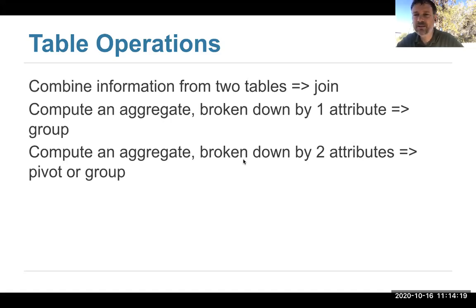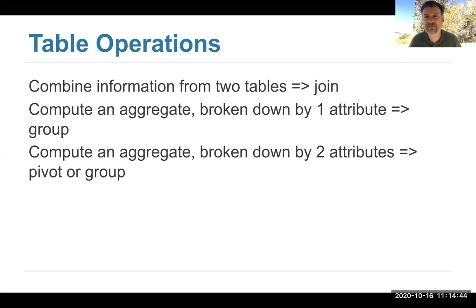If you find that information is split across two tables, you should be super, super suspicious. Do I need to do a join somewhere? Join will combine them into one table. Once you got them in one table, you can use all the operations you want on that one. If you need to aggregate the data. Aggregate means I have a bunch of data, a bunch of numbers maybe, or a bunch of strings or something, and summarize them with a single value.